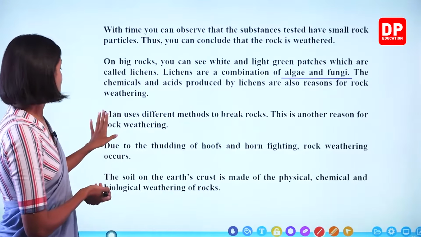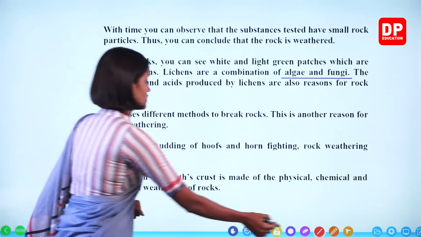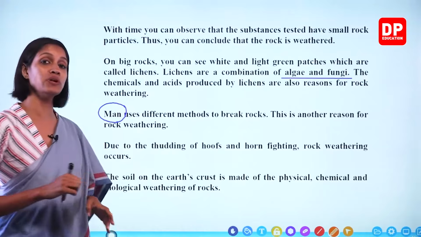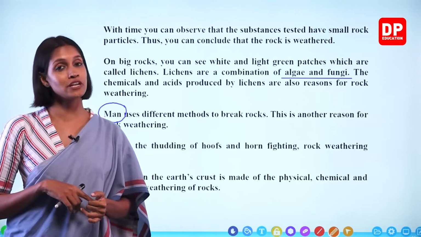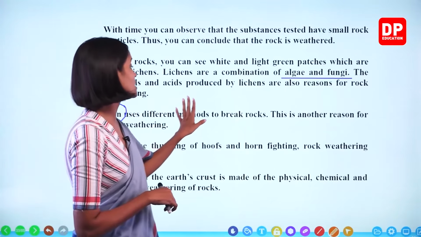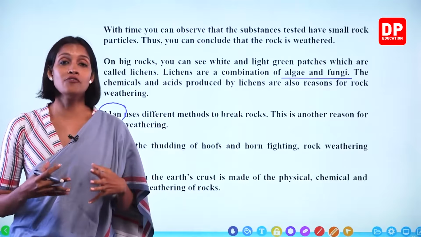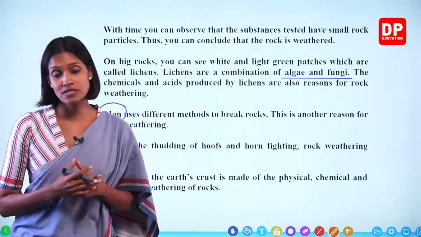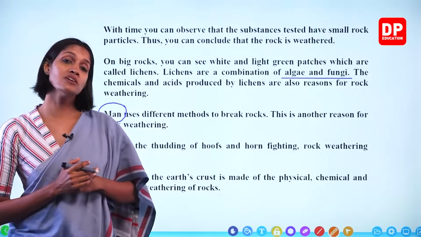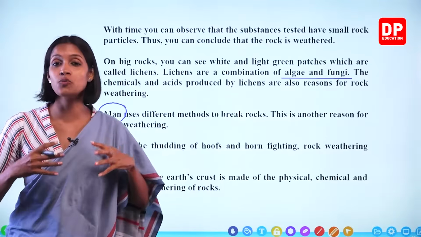And then man uses different methods. Man also comes under biological factors. All the plants, all the animals, all the microorganisms come under biological factors. Man uses different methods to break rocks. During building construction, you all know that we have to use a lot of rocks. So where do we take these rocks? From large rocks, we break them into small pieces, and that's how we obtain rocks.